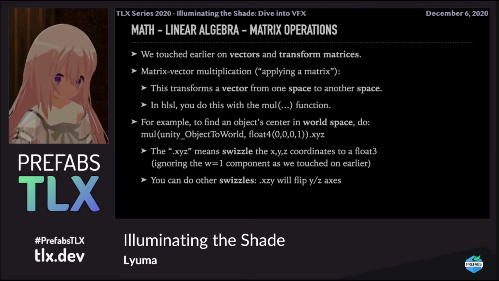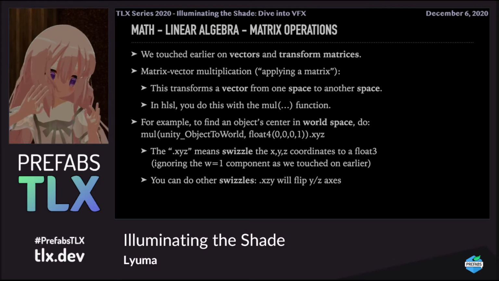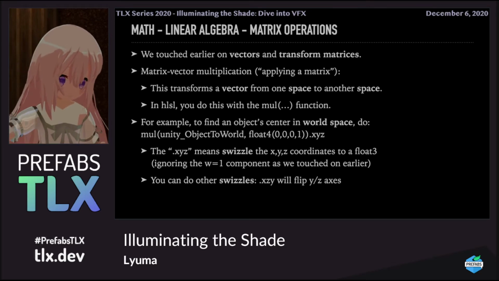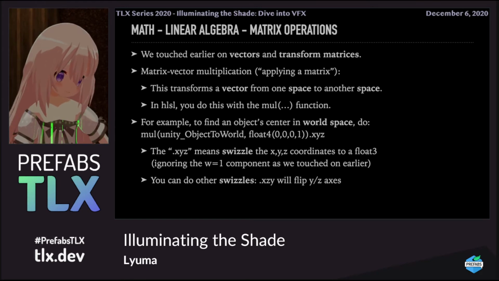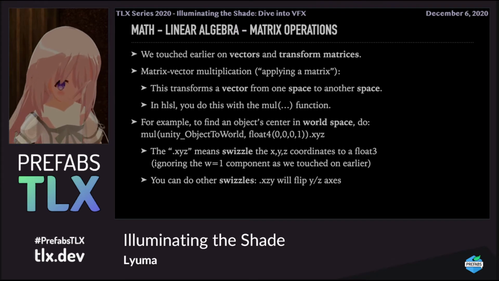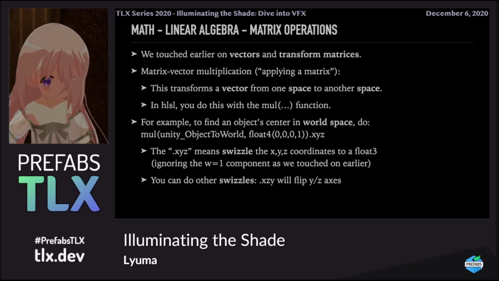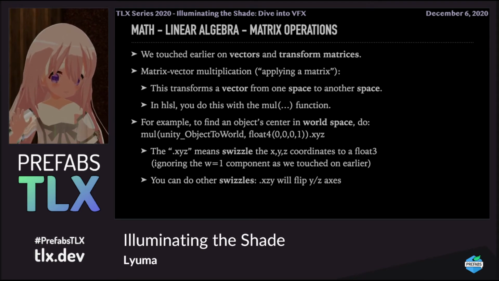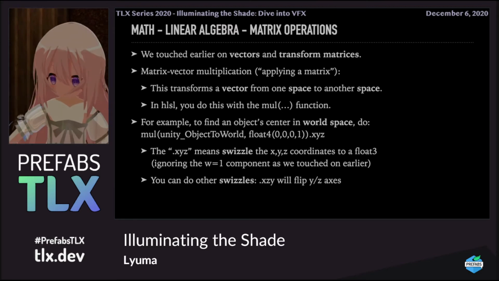So I can do something called a swizzle. I just say .xyz, and that means just give me the x, y, and z coordinates, and don't worry about anything else. You can also do other swizzles. You can do .xzy to flip, like Blender coordinates, if you want to do something like that. Swizzles are useful. It's good to know about. You don't usually have to do too complicated swizzles, but they're there. It's a tool.